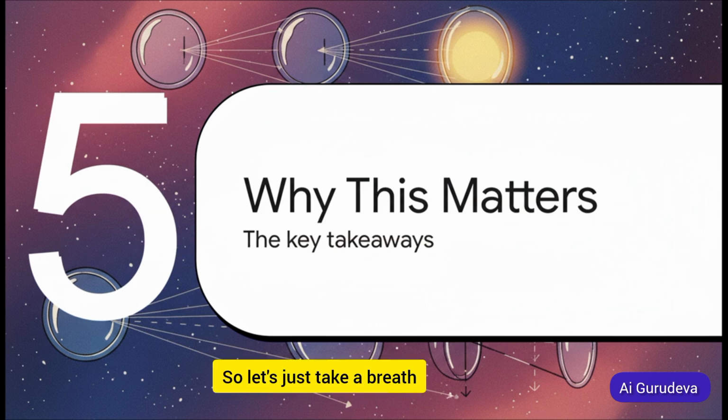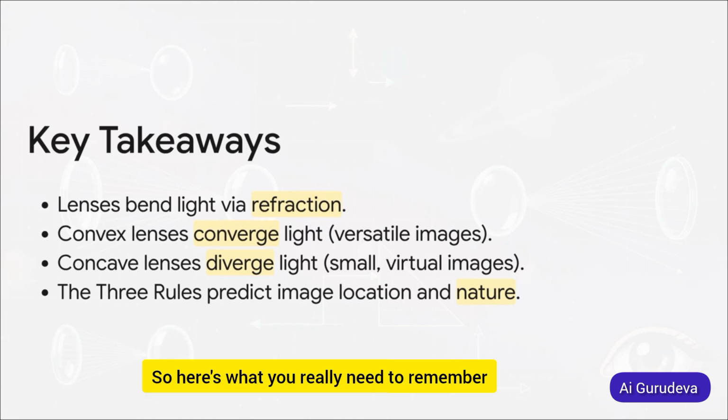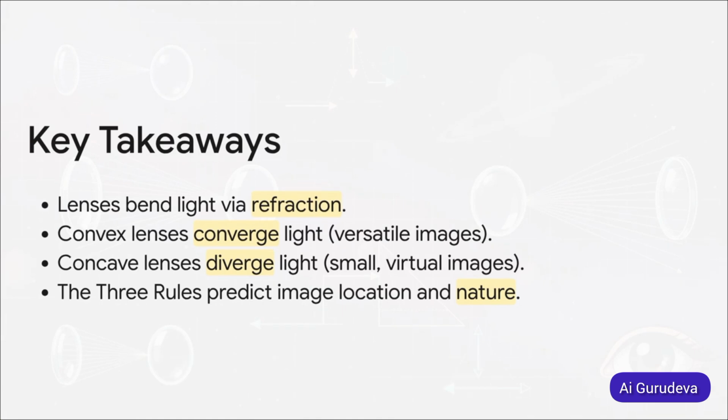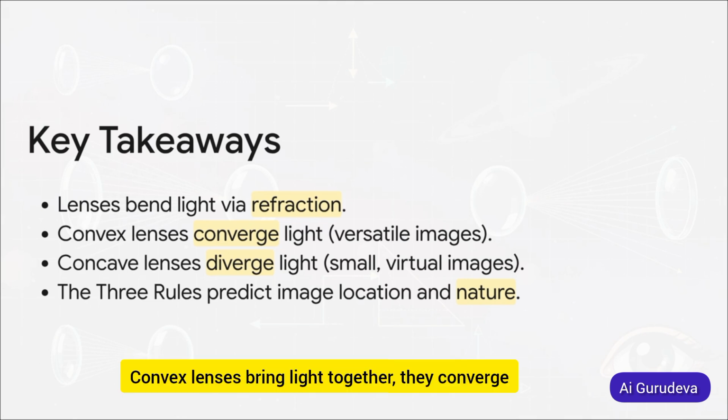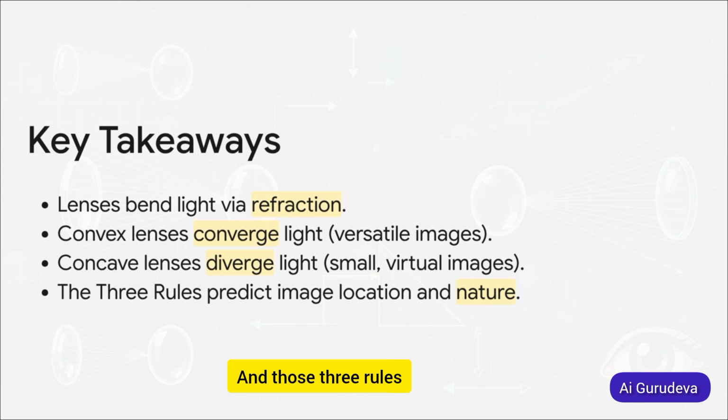Okay, that was a lot, but it's all super important. So let's just take a breath and boil it all down to the key takeaways. So here's what you really need to remember. Lenses work by bending light. That's refraction. Convex lenses bring light together, they converge, and can make all sorts of images. Concave lenses spread light out, they diverge, and always make small virtual images. And those three rules, they're your secret weapon to predict what any lens will do.